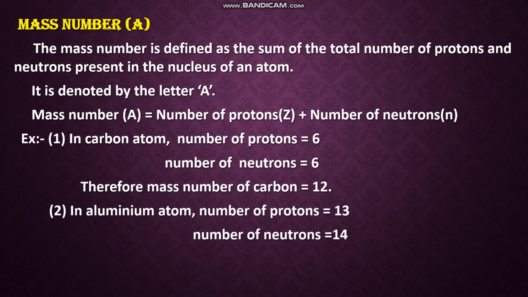Let us see another example. In aluminium, there are 13 protons and there are 14 neutrons. So, remember, neutron and proton numbers can be the same or different, but always proton and electron numbers are the same in an atom. So, the mass number of aluminium is 13 plus 14 is equal to 27.